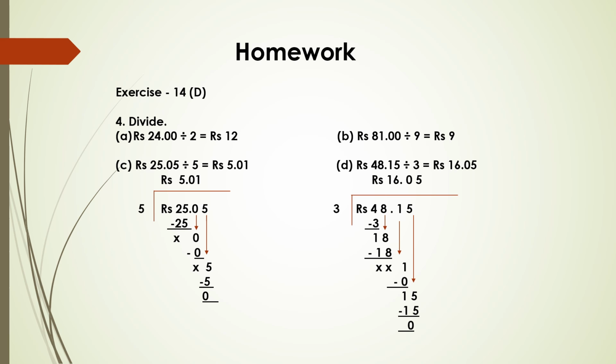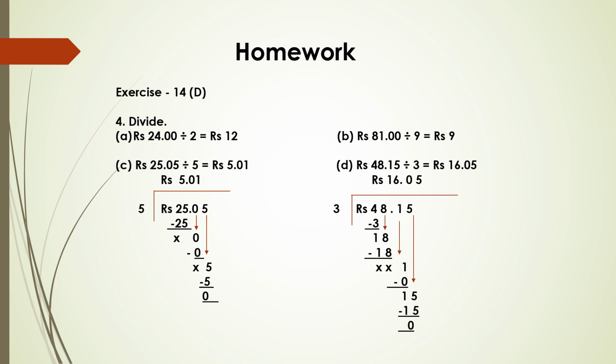Then children, start dividing the way you divide. So 3 ones are 3. Now 4 minus 3 is 1. After that 8 is written, bring down 8, that it will become 18. Now 18 comes in the table of 3 6 times. So write 6 on the quotient part and 18 on the bottom. Then subtract, you will get 0.